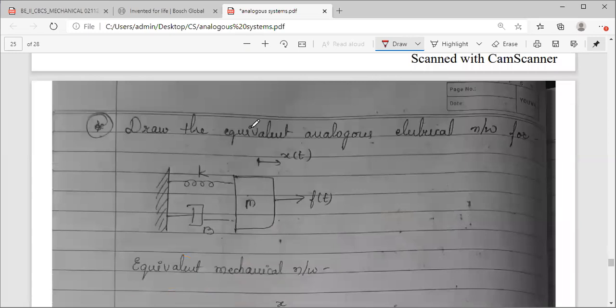Okay, coming to one simple problem. Draw the equivalent analogous electrical network for the given mechanical system.